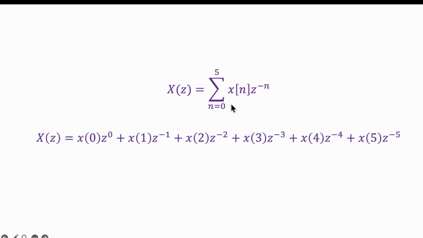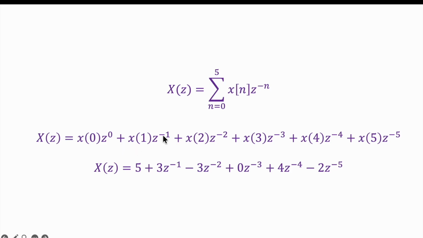So we start writing the values. If it is x of 0, we know what is the value of x of 0. X of 0 z power minus 0, so that will be equal to 0, and then plus x of 1 z power minus 1 plus x of 2 z power minus 2 plus x of 3 z power minus 3 plus x of 4 z power minus 4 plus x of 5 z power minus 5. So we know the value of the first sample where n is equal to 0, because if the power is 0, then z to the power 0 will be equal to 1. So the value of the first sample was 5, so that is why it is written.